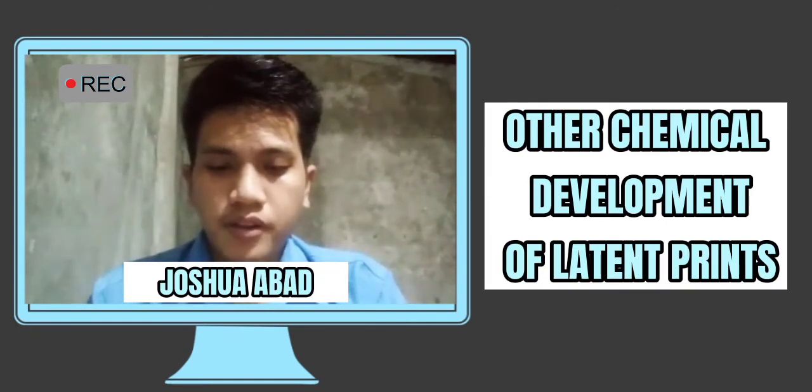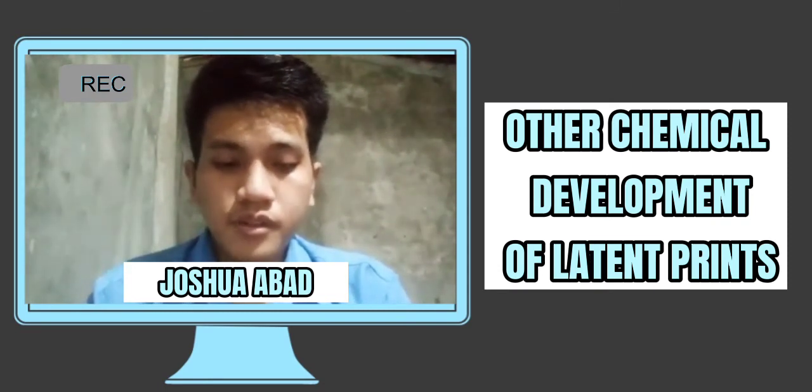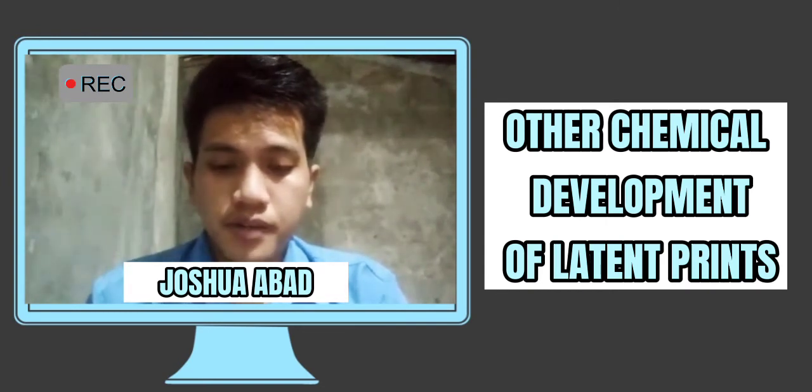Other chemical development of latent prints. Number 1. Colloidal Gold Universal Fingerprint Developer. It was developed at Los Alamos National Laboratory. This process, which is used by the FBI and Secret Service, can effectively develop prints on plastic, bank checks, counterfeit money, metal and skin, even after cyanoacrylate or ninhydrin have failed.